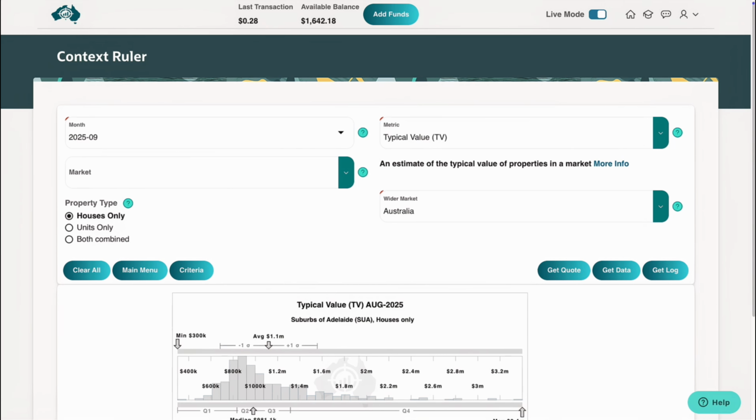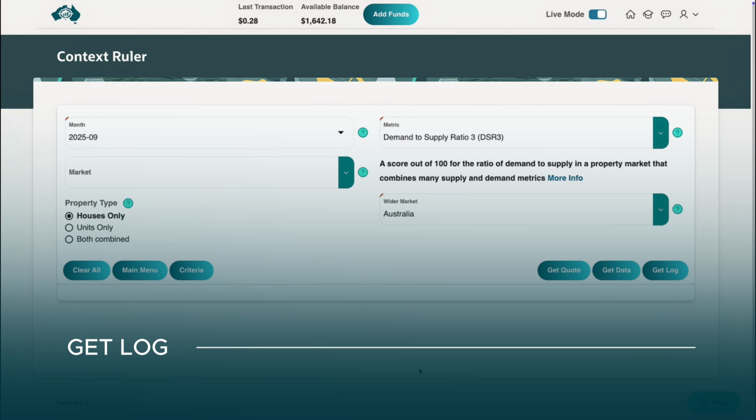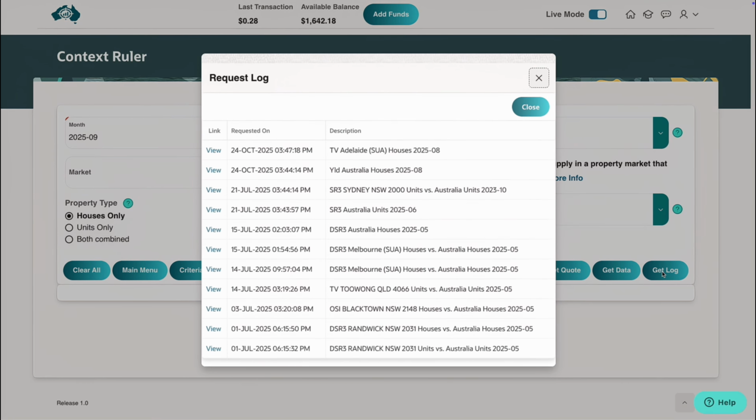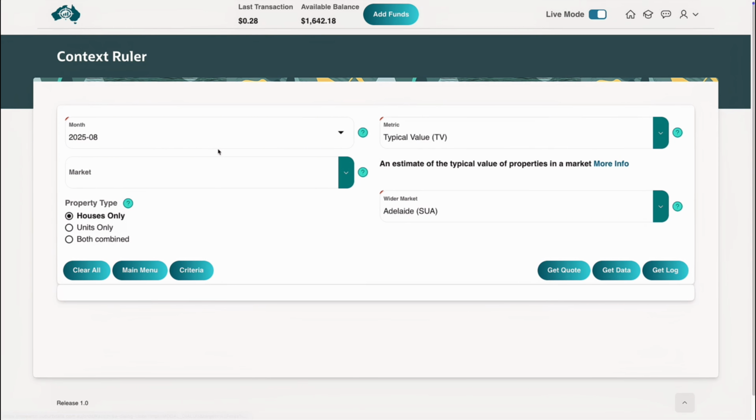And to view a context ruler you've seen before, you can find a list of report requests you've made in the log. Scroll down the list to find one you want to view again. Then click the View link. This will load that same criteria into the fields. Now click Get Data to see the report again. It will not cost anything.